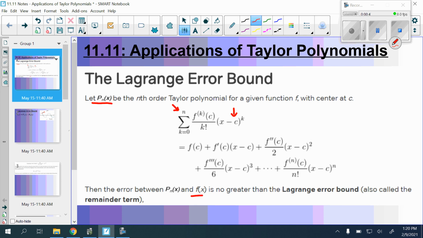But how we calculate it again is this Taylor function here, where you take the kth derivative at the value c over k factorial, times x minus c to the k power. If you do it out here, they're showing some terms. But what we're going to look at is what is that error? What's the difference between P of n, which would be given by this function here, and the actual function that it's trying to replicate? There's going to be some error in there.